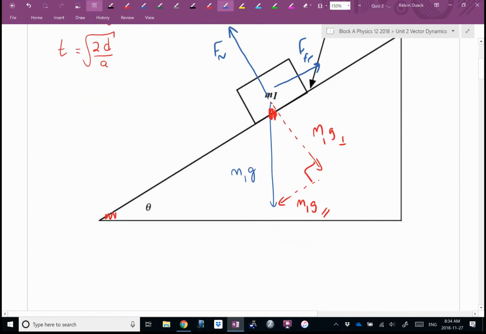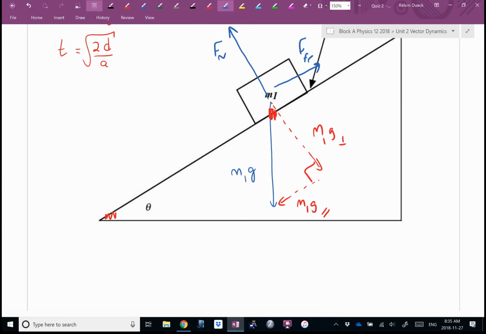Okay, I got my setup. I'm going to make the assumption that this is winning. Now, if I wasn't sure, I could really quickly calculate m1g parallel, m1g sine, and I could calculate friction, mu times the normal force. I don't know the normal force. Oh, but look, I don't know the force the same size as the normal force. But you know what? I'm lazy. I'm going to gamble that m1g parallel is winning, and if I get a negative acceleration, I'll know I just guessed wrong, and I'll tweak the question.